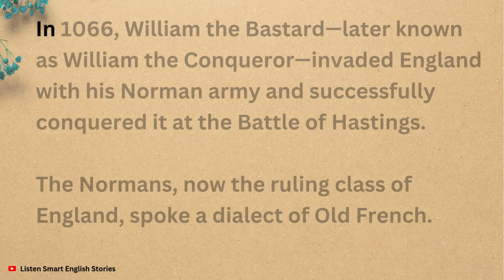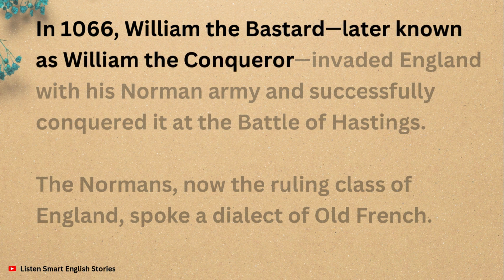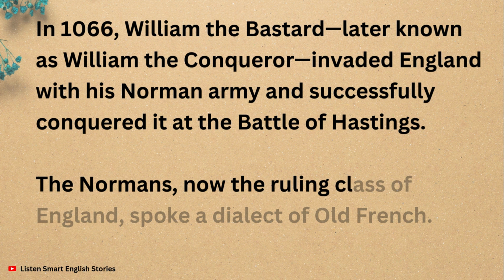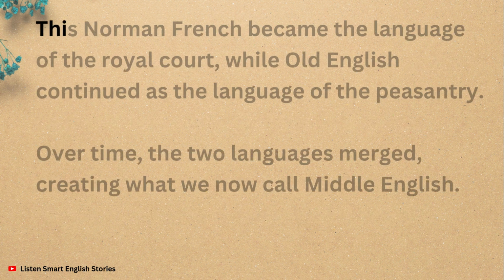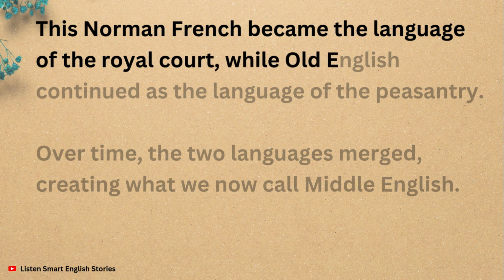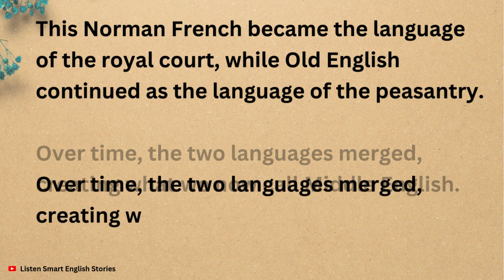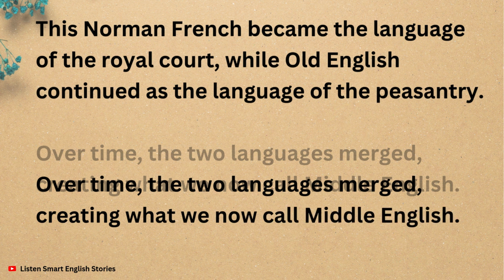Middle English. In 1066, William the Bastard, later known as William the Conqueror, invaded England with his Norman army and successfully conquered it at the Battle of Hastings. The Normans, now the ruling class of England, spoke a dialect of Old French. This Norman French became the language of the royal court, while Old English continued as the language of the peasantry. Over time, the two languages merged, creating what we now call Middle English.